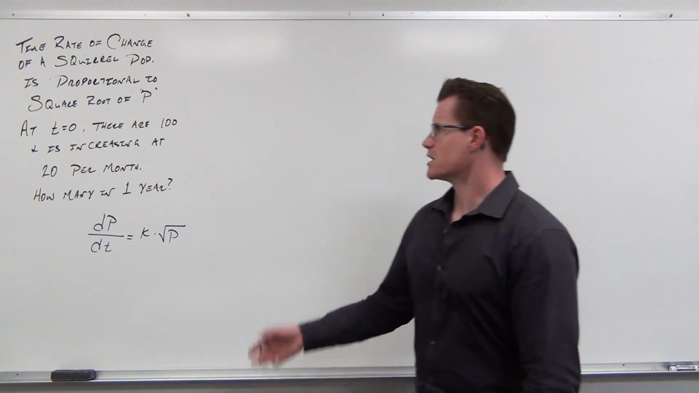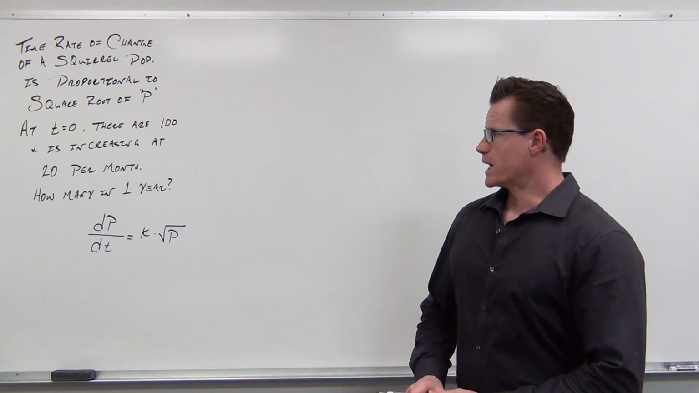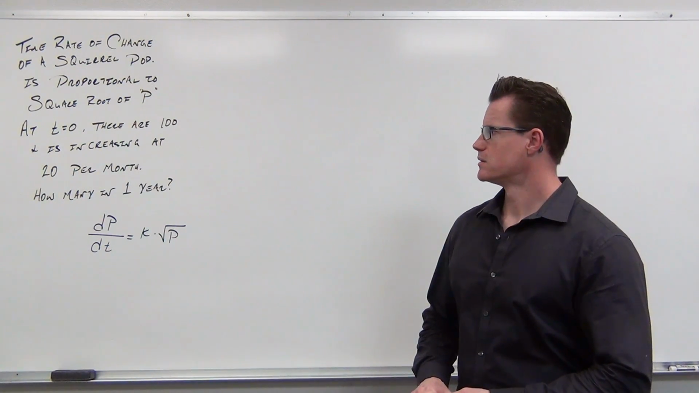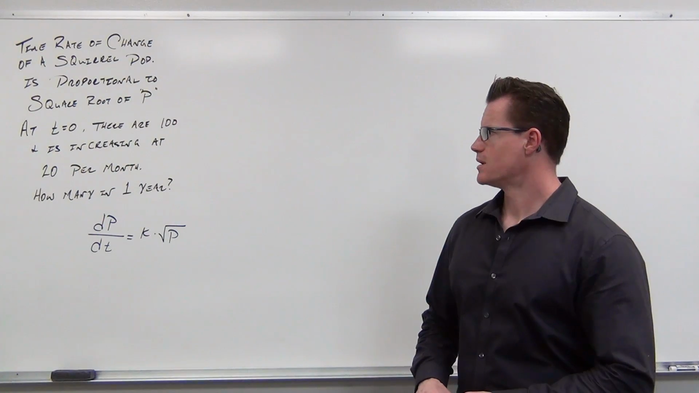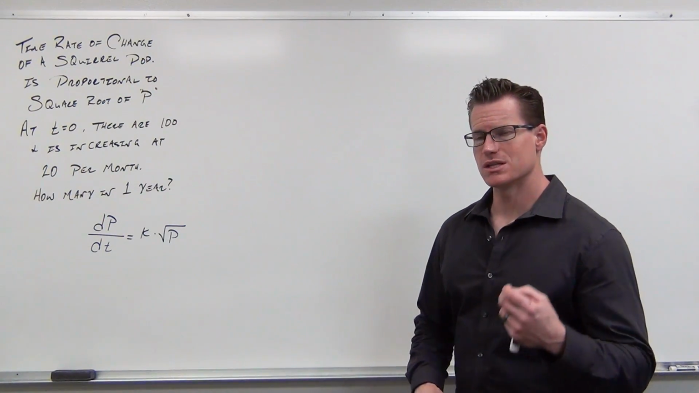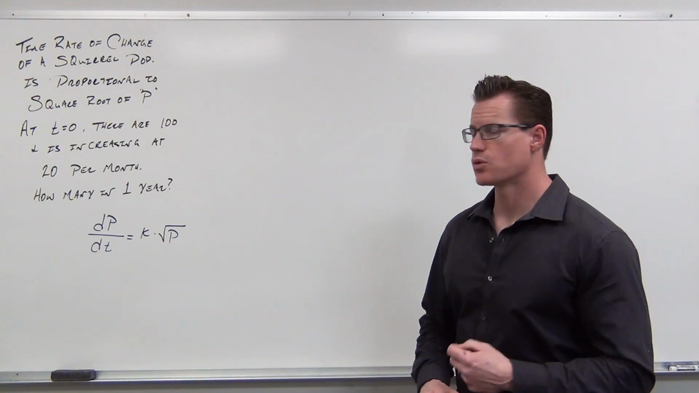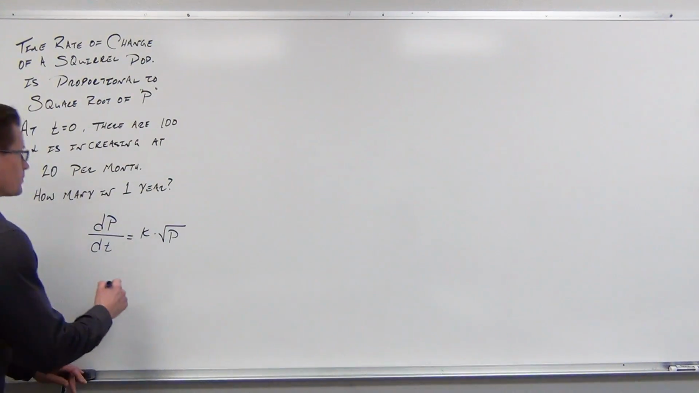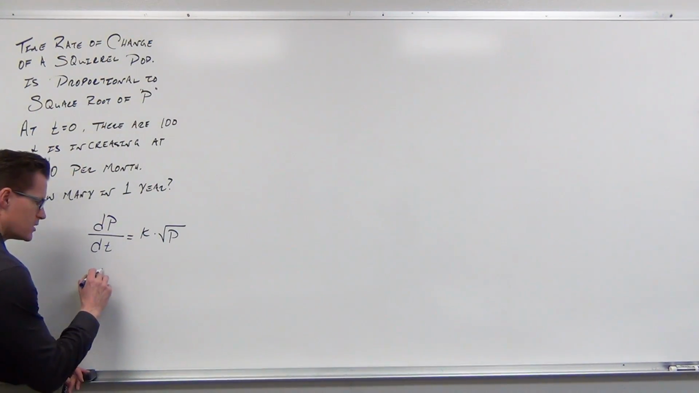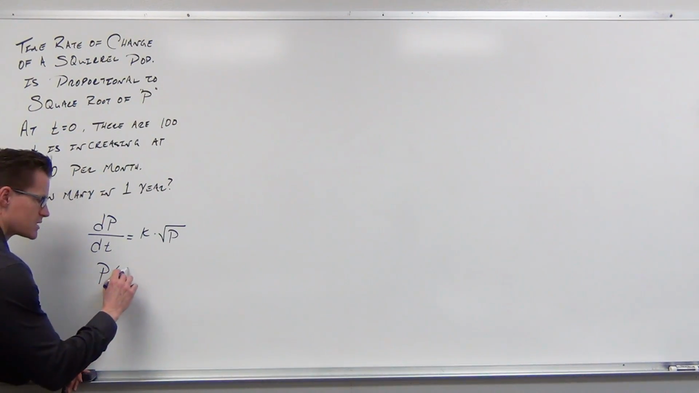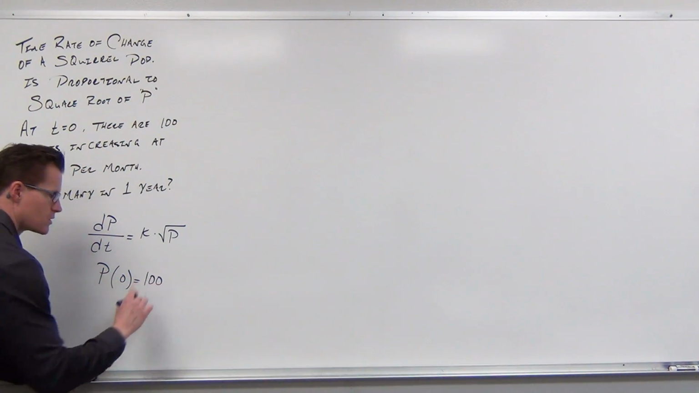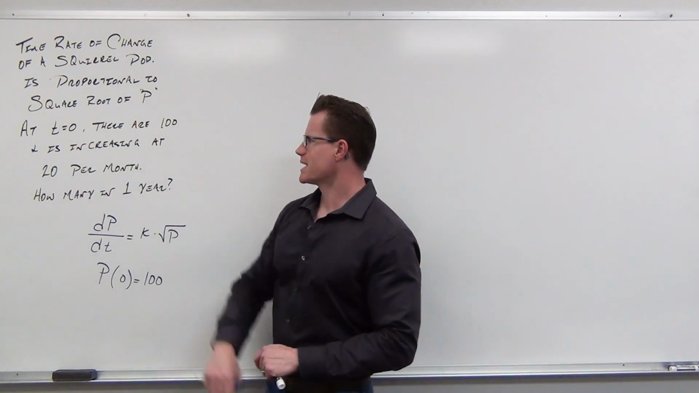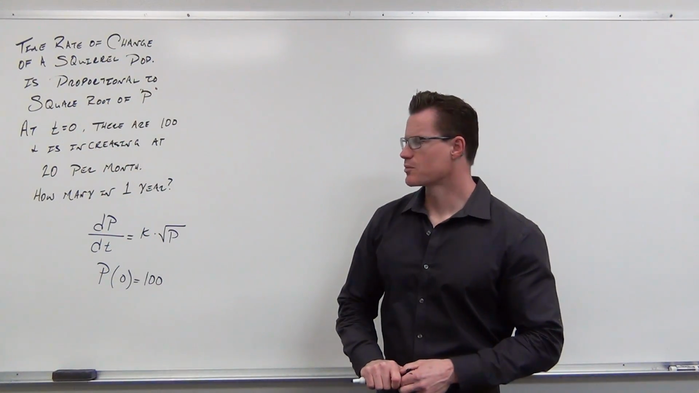Now, the next statement says, all right, at time equals 0, there are 100 squirrels, and the population is increasing at a rate of 20 squirrels per month. Let's think about that for a second. So, the population at time 0 is 100. So the initial population is 100 squirrels. But then this is really weird. It's increasing at 20 squirrels per month.